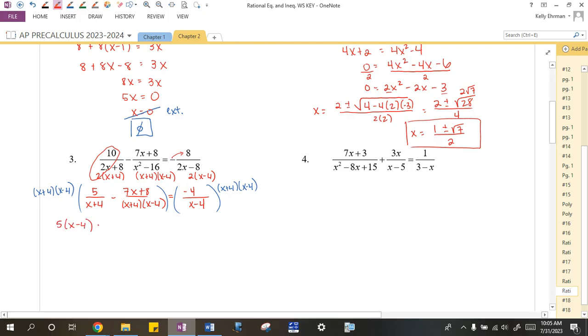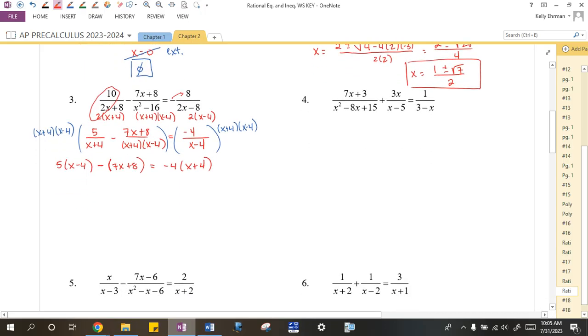This negative sign, you have to be careful with this. So the x plus 4, x minus 4 cancel each other out. It's minus the entire numerator, 7x plus 8. So put parentheses around that or distribute the negative through right away. That's the most common mistake when there's subtraction, that people will only apply it to the first term and not everything after that. And then on the other side of the equals, the x minus 4's cancel, so we have a negative 4 times x plus 4.